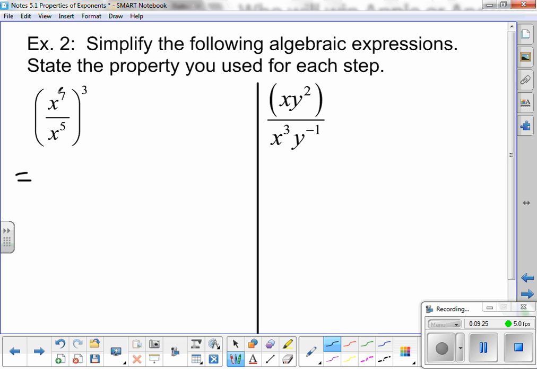So what I'm going to do is take the 7 and this 5, since I do have the same base of an x, and I'm going to subtract them. So 7 minus 5 is a 2. So I'm going to get an x squared, and then you still got that 3 on the outside. That was the quotient of powers property that I just used.